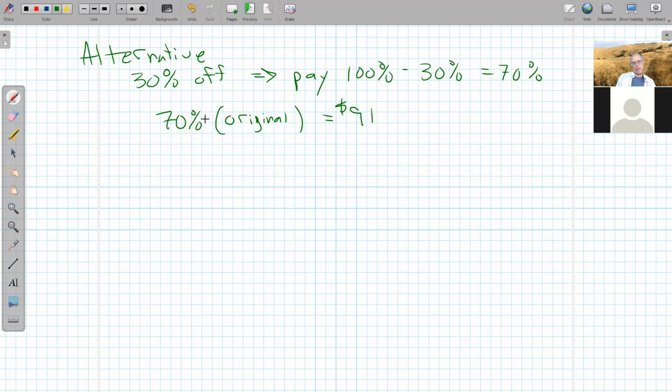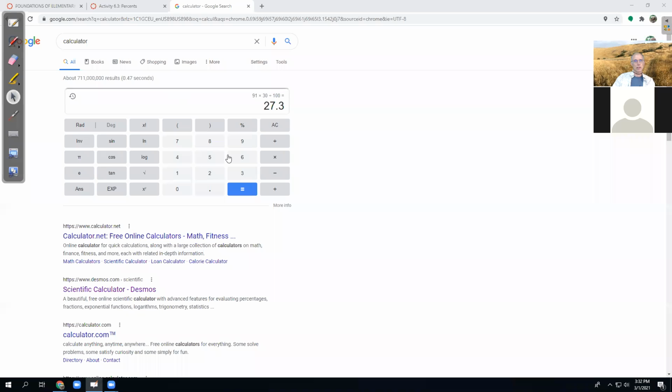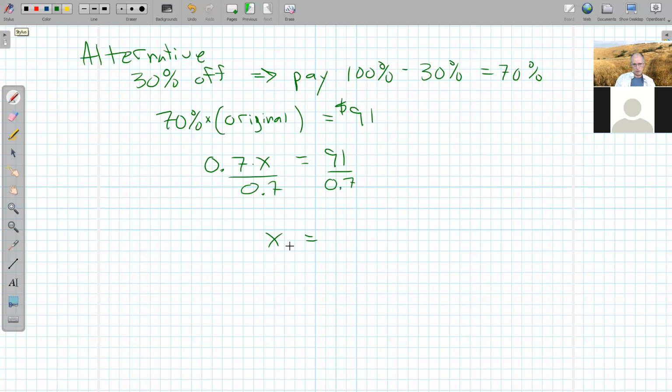So if we realize that 30% off means we pay 70% of the original, which is the 91, then we have an equation here. 0.7, if we want to use an x, equals 91. And then to solve for x here, we would just divide by 0.7. And if we check on a calculator, what is 91 divided by 7/10? We're going to get that $130 that we got correctly from the picture.